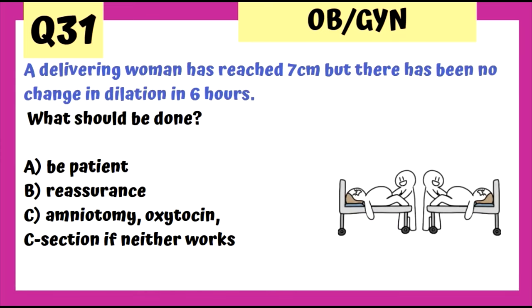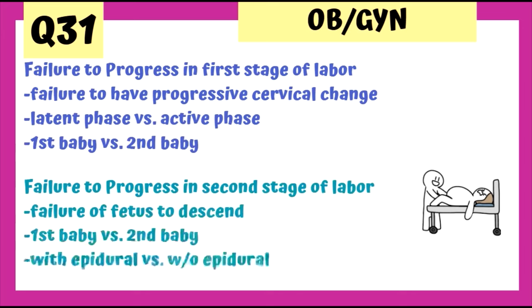Question 31. A delivering woman has reached 7 centimeters, so she's in the active phase. There has been no change in dilation in 6 hours. What should be done? Be patient and reassure, or amniotomy, oxytocin, and C-section if neither works? The answer is this last choice, because she's already in failure to progress. You can take a look at this chart over here, but I have to be honest that it's not complete. You can take a look at what the indications are in terms of C-section when it comes to a failure to progress.